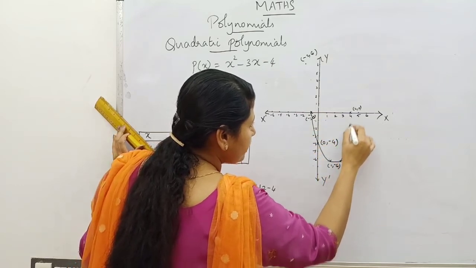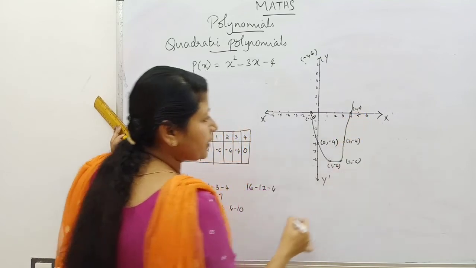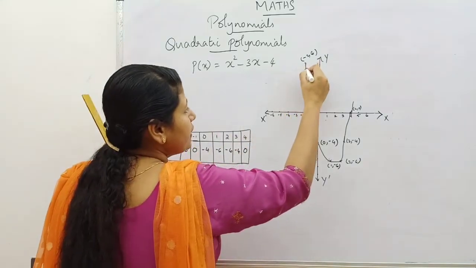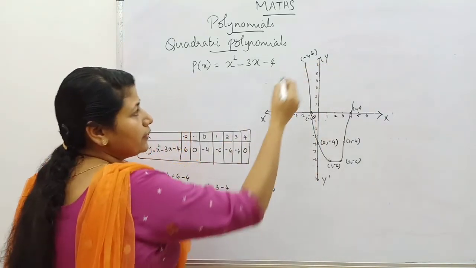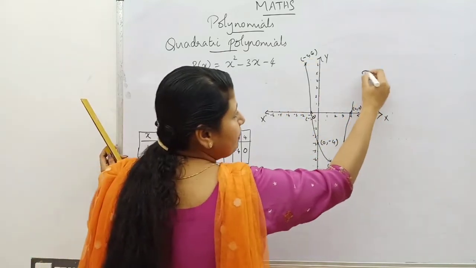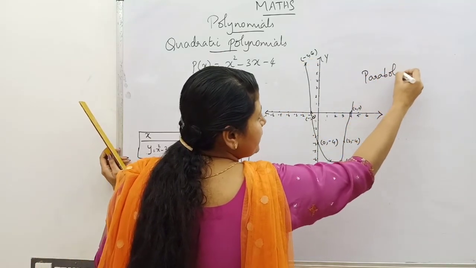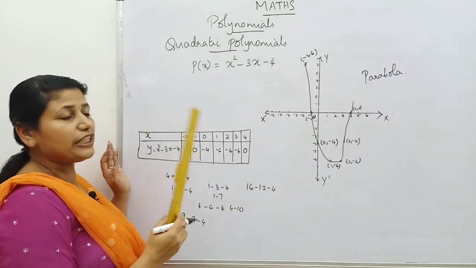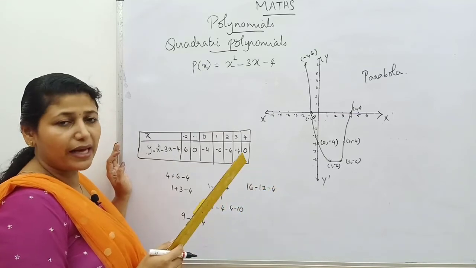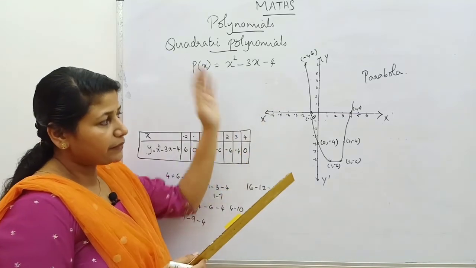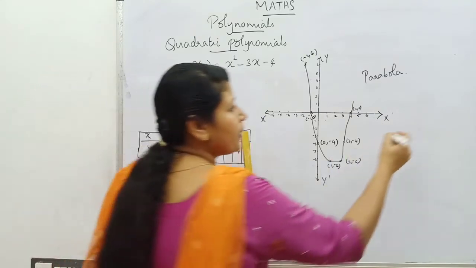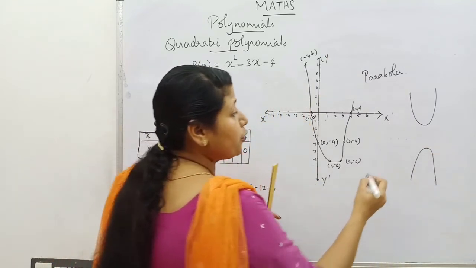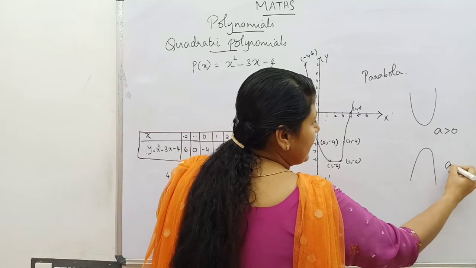See this? This is a U-shaped curve. Am I right? This curve is known as a parabola. Have you heard this name before? So whenever you are drawing a quadratic polynomial as a graph, it will be a parabola. Sometimes it may open upward, sometimes it will open downward. Sometimes you may get a parabola just like this, or you may get a parabola just like this, according to whether a is greater than 0 or whether a is less than 0.